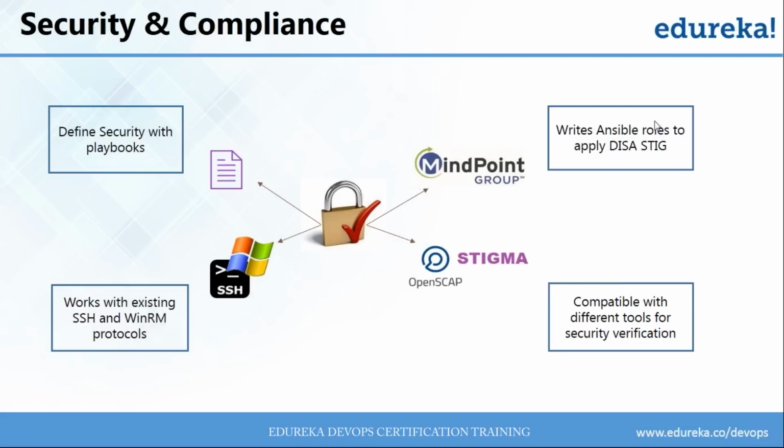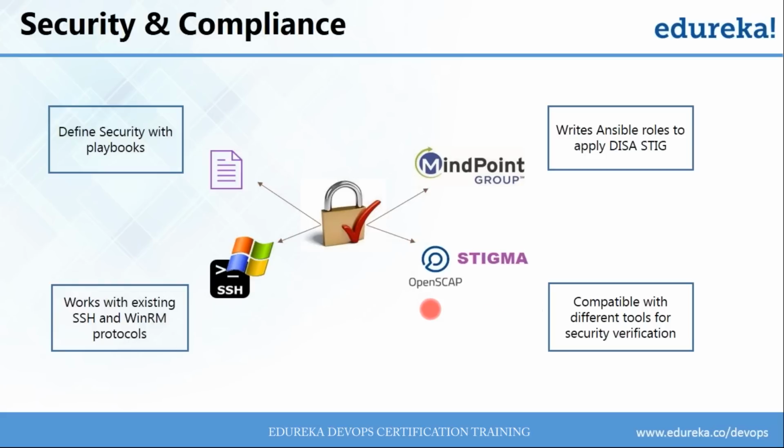And with Ansible, you can simply define security for your systems using playbooks. With playbooks, you can set up firewall rules, you can lock down different users or groups, and you can even apply custom security policies as well. Now Ansible also works with the MindPoint Group, which writes Ansible roles to apply DISA STIG. Now DISA STIG is a cybersecurity methodology for standardizing security protocols within your network, servers, and different computers. And it is also very compatible with the existing SSH and WinRM protocols. And this is also a reason why Ansible is preferred over other configuration management tools.